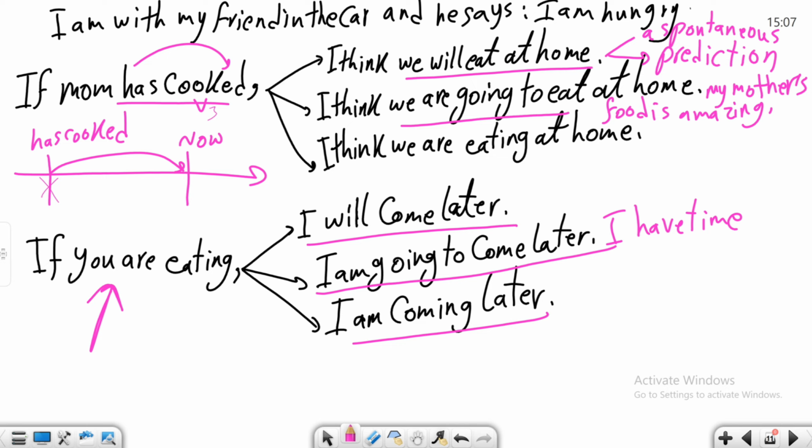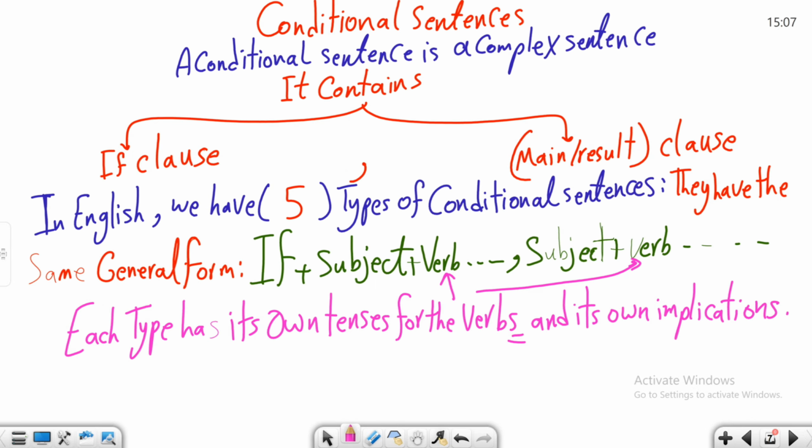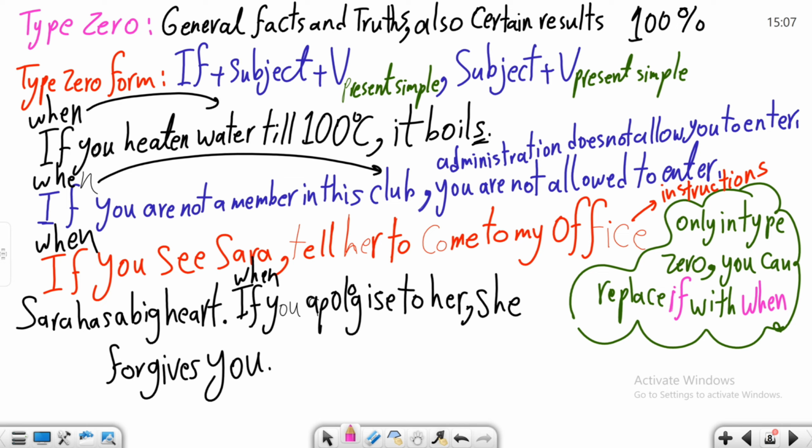I hope you enjoyed learning about conditional sentences. We said in brief that a conditional sentence is a complex sentence that is made up of two clauses. The first one is called the dependent or subordinating clause, which is the if clause, and the other one is the main clause or the result. Then we said that we have 5 types of conditional sentences. All of them have the same form. They are different only in the tense of the verb.